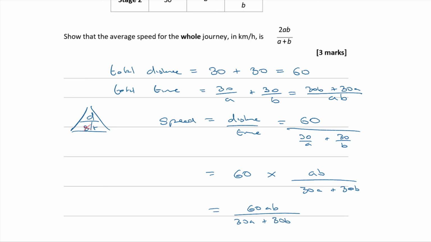Okay, almost there actually. You can see all of these things I could factorize 30 out of. So I could say that is the same thing as 30 lots of 2AB over, and I can factorize 30 out of the bottom bracket as well, A plus B. And then those two things will cancel. And then that will just leave me with 2AB over A plus B, as required. Okay. Yeah, so actually it wasn't too bad.